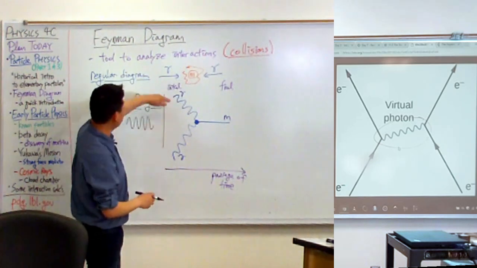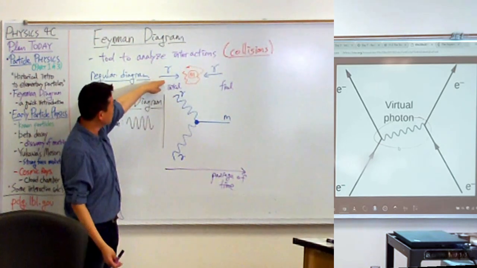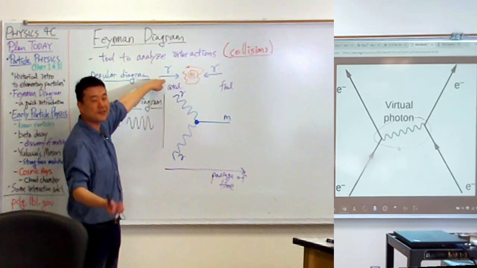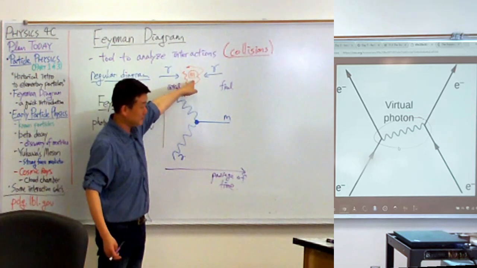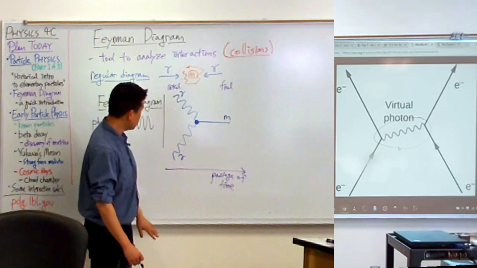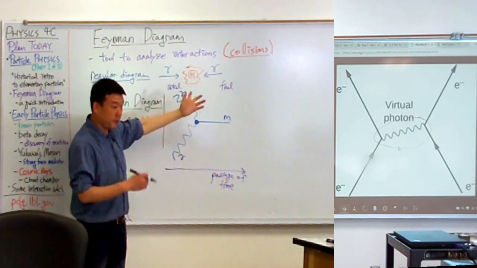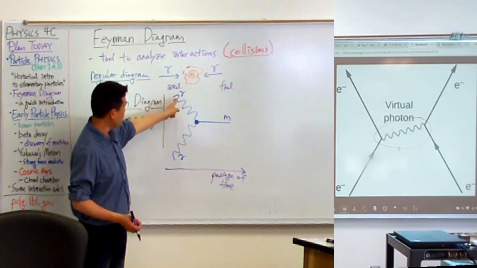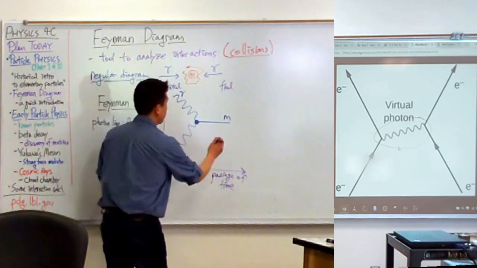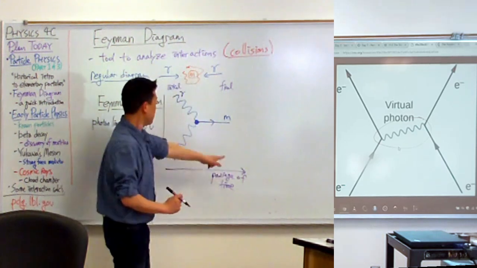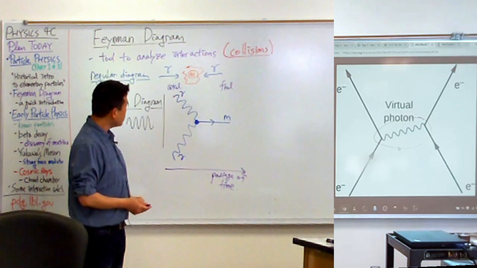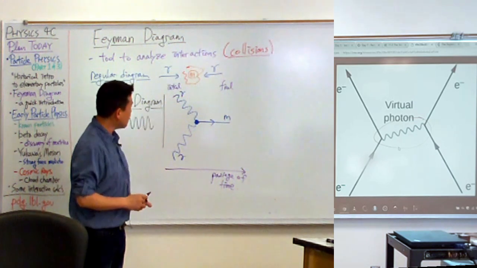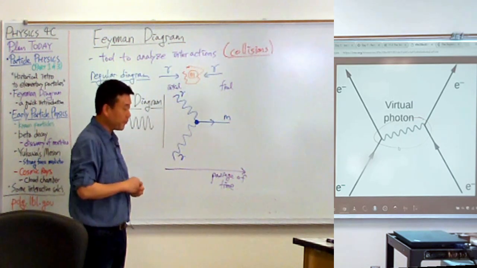Because in this regular diagram, it's maybe not so clear. It's not necessarily clear if I started out with this or if I ended up with this. But in this Feynman diagram, just the orientation of the diagram alone says, well, I came in with 2 photons, and I have an outgoing single particle of mass m. Good. So this is the basic way a Feynman diagram is supposed to be drawn.